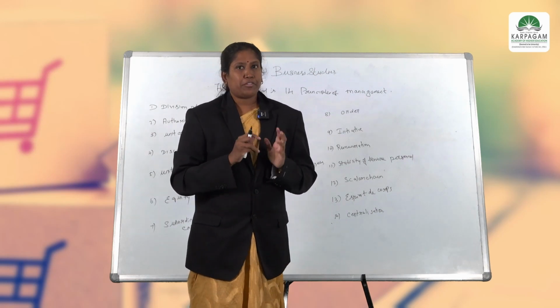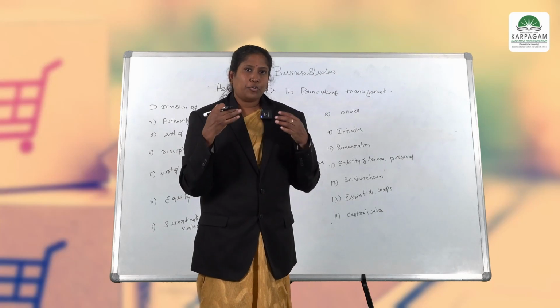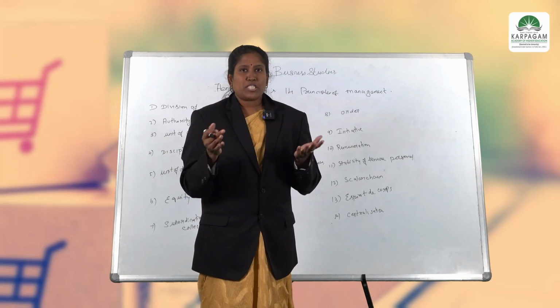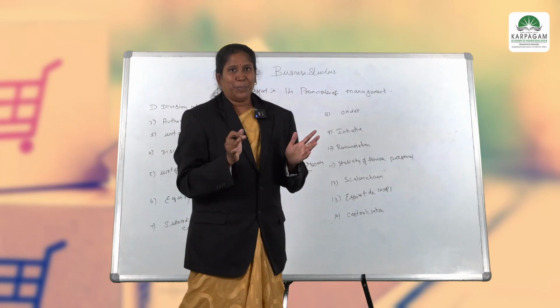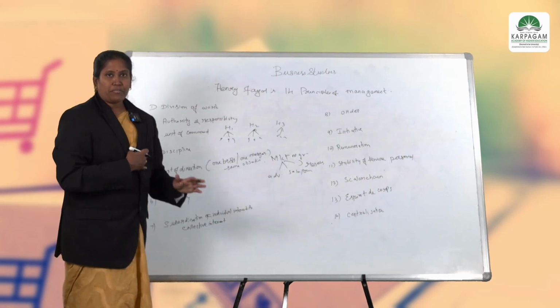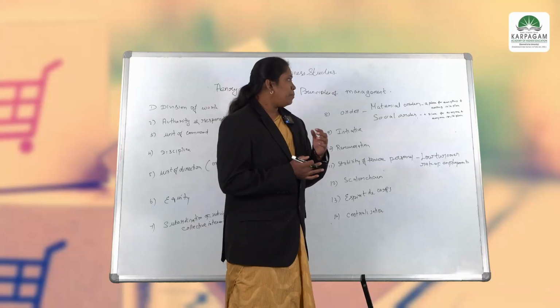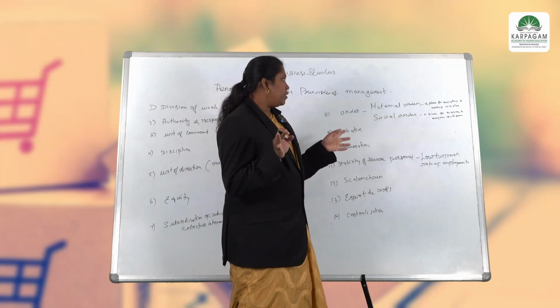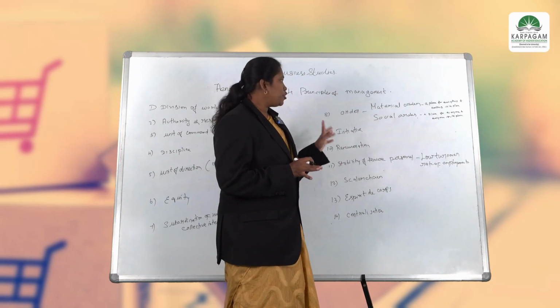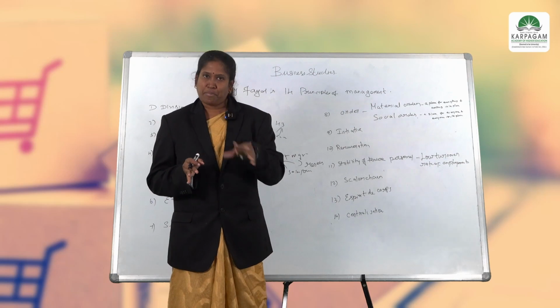See, for an example, if the workload is heavy, what shall we do? We have to make the staff members do overtime work. Let them stay and work in an evening session or something, we have to say. Next one is order. It is divided into material order and social order. Material order means a place for everything and everything in its place. Social order means a place for everyone and everyone in its place.